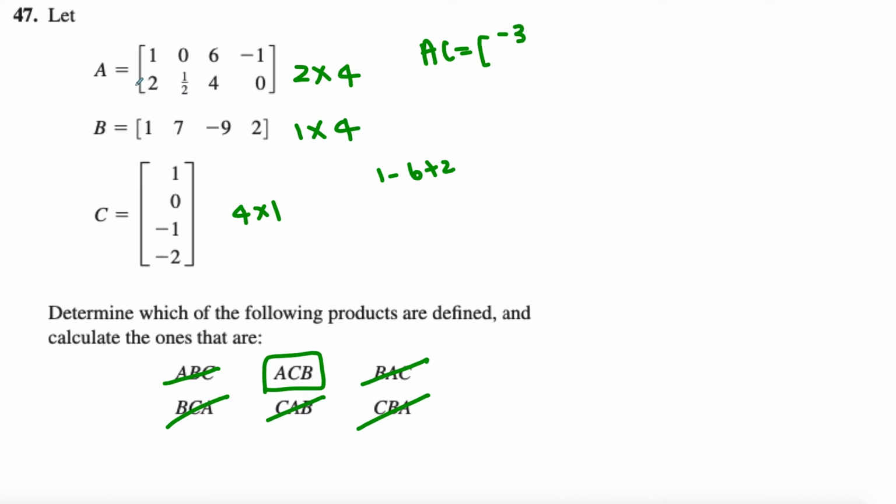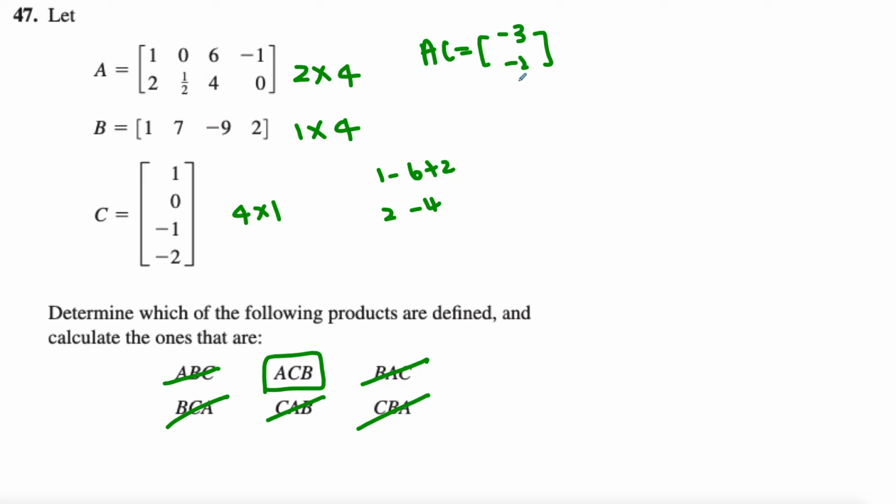How about the second one? These 4 have to multiply by these 4. So 2 times 1 is 2. And 4 times negative 1 is negative 4. And 0 times, so it becomes 0, so we get negative 2. So A times C becomes negative 3, negative 2.